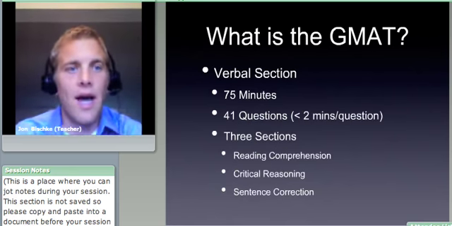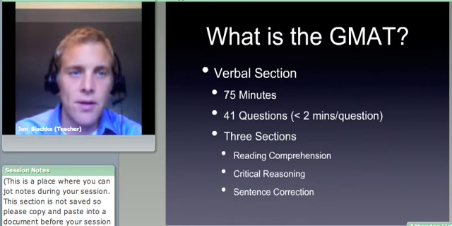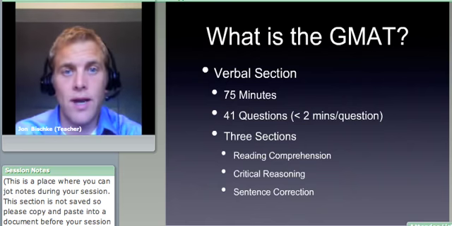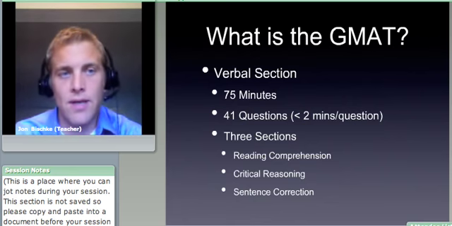And then the final section, after you get done with the AWA and with the math, is the verbal section. And the verbal section is also 75 minutes in length. You'll get 41 questions, so 4 more questions than on the math section. And this is divided up into 3 sections. The first is reading comprehension, the second is critical reasoning, the third is sentence correction.